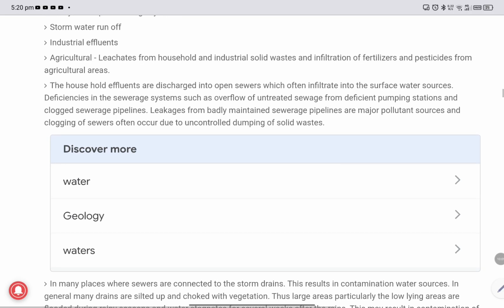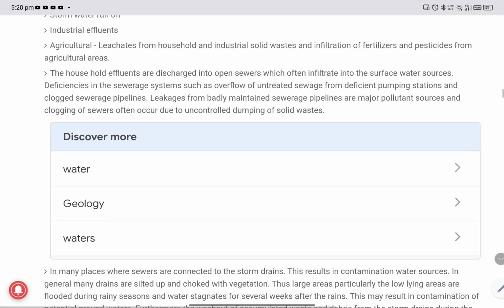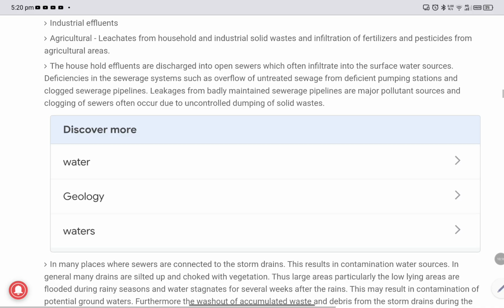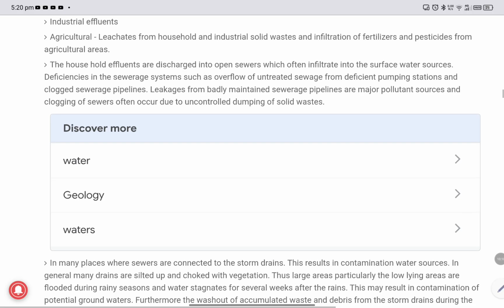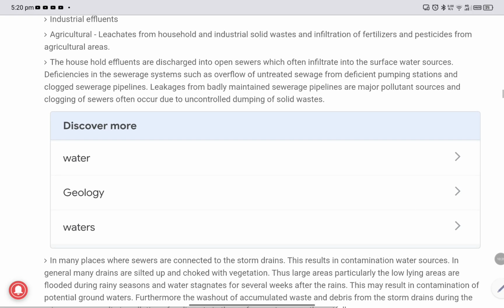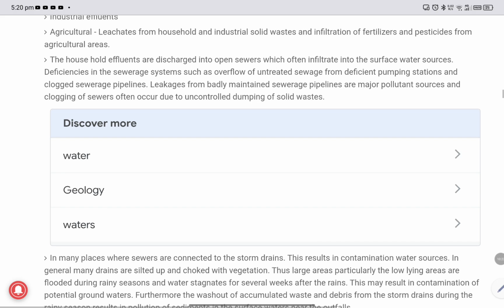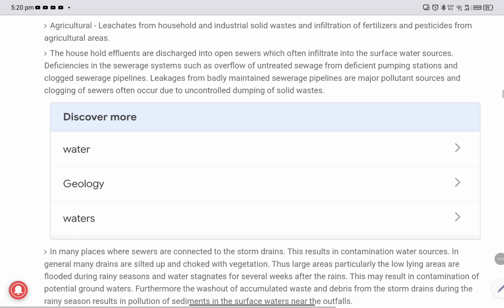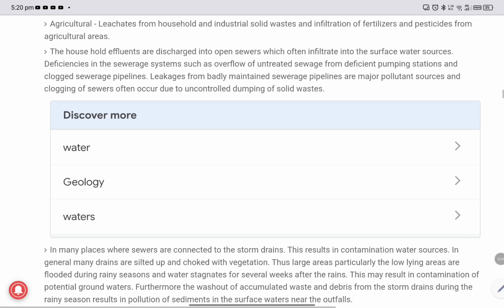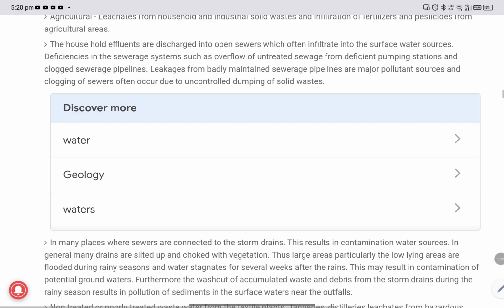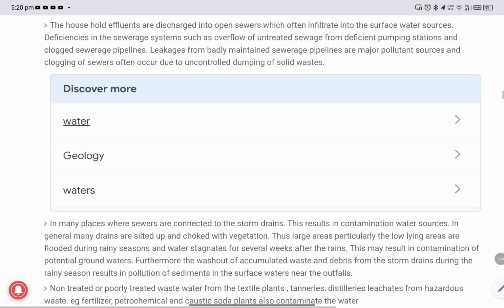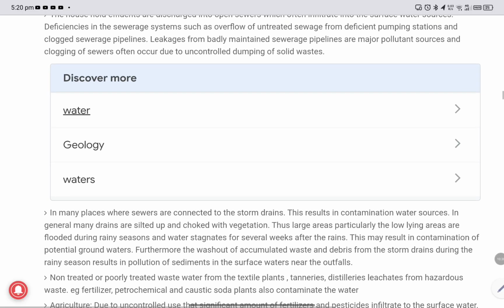Deficiency in the sewage system, such as overflow of untreated sewage from deficient pumping station and clogged sewerage pipeline. Leakage from badly maintained sewerage pipeline is a major pollutant source, and clogging of sewage often occurs due to uncontrolled dumping of solid waste.